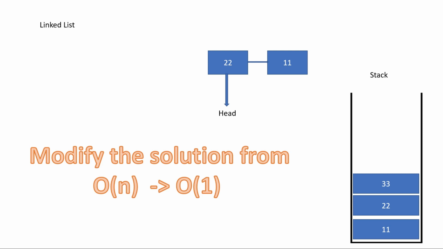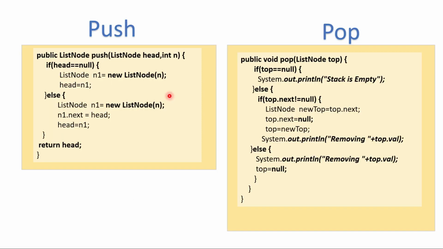So you must have understood the difference: previously we were inserting the element after the head's next node, and now we are moving the head itself. That way we can decrease the time complexity from O(n) to O(1). Okay, now coming to the coding part.